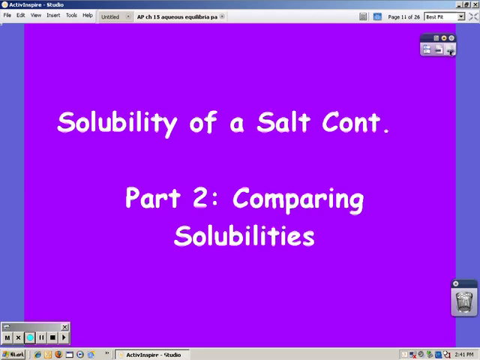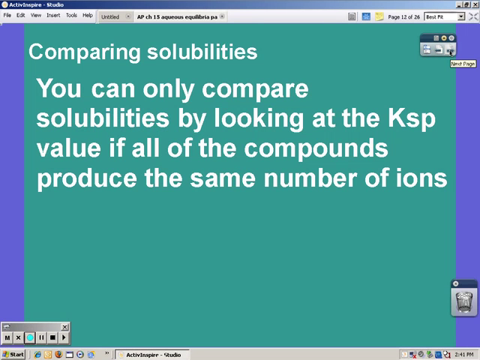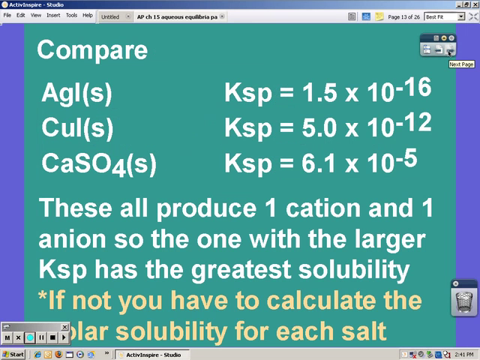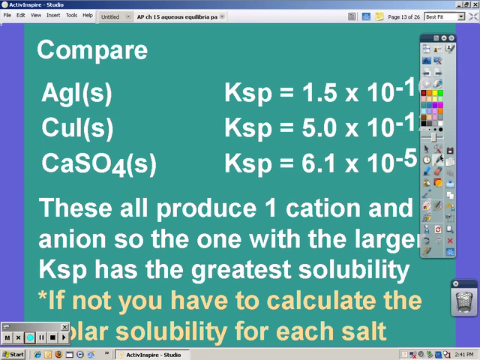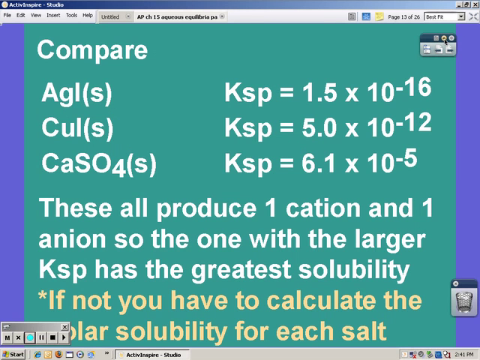Part 2 of KSP comparing solubilities. You can only compare solubilities by looking at the KSP value if all of the compounds produce the same number of ions. Here you're given 3 salts and their KSP values. Notice that all of them produce one cation and one anion.